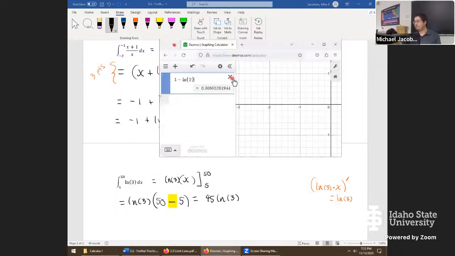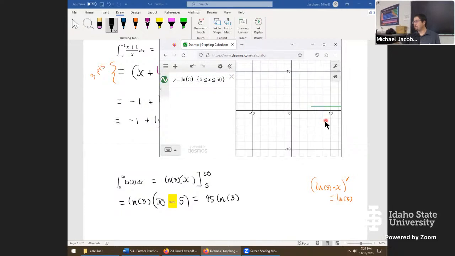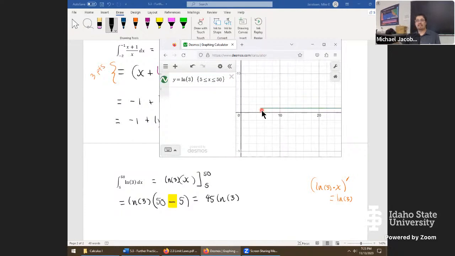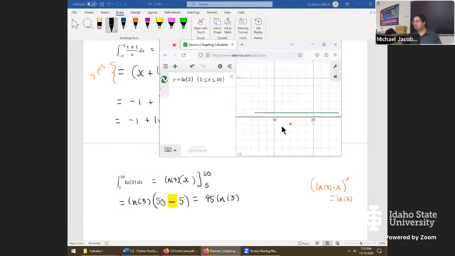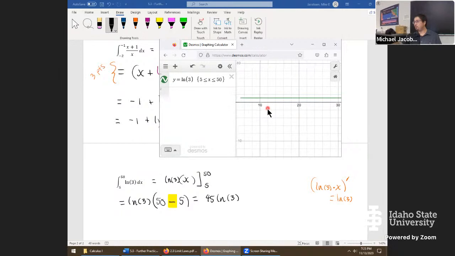We'll put in natural log 3. We're going from 5 less than or equal to x less than or equal to 50. And natural log 3 has got to be there somewhere. There it is. We're just finding the area under this curve. But it's essentially one really long rectangle, right? So nothing fancy happens. You just need to know what's the width, 50 minus 5. What's the height? Well, the height is literally natural log 3. So this is width times height literally on this problem.